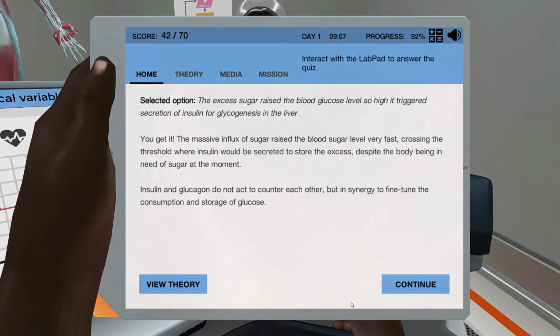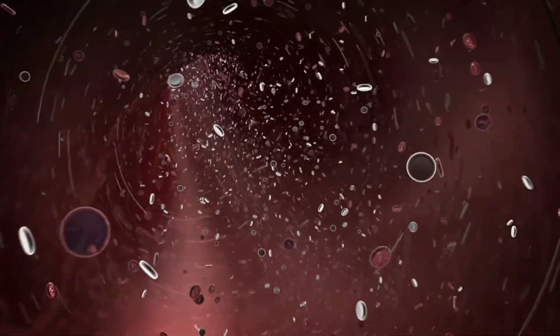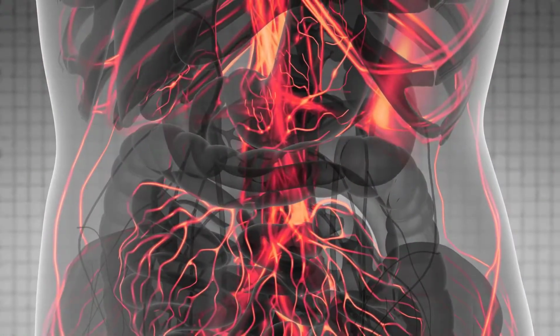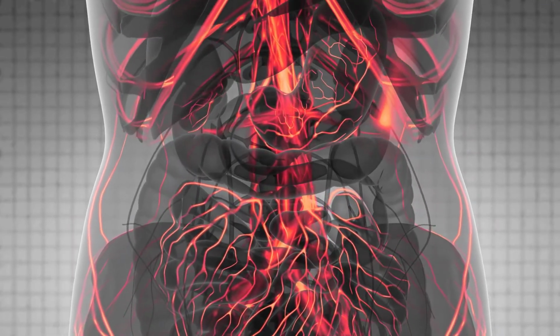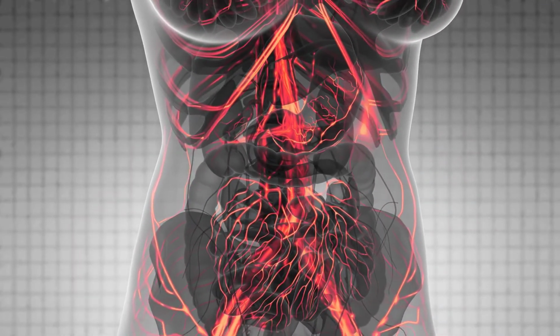You get it. The massive influx of sugar raised the blood sugar level very fast, crossing the threshold where insulin would be secreted to store the excess, despite the body being in need of sugar at the moment. Insulin and glucagon do not act to counter each other, but in synergy to fine-tune the consumption and storage of glucose.